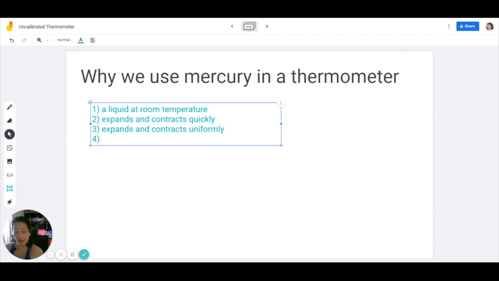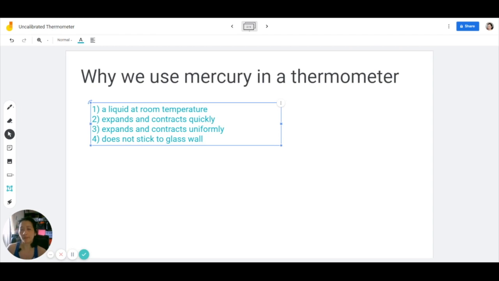Also, it does not stick to the glass wall. Because we use glass in the thermometer. And the reason why we use glass is because it is inert. So it does not react with the solutions that we would place the thermometer in. And we don't want the liquid that we are using in a thermometer to stick to glass.